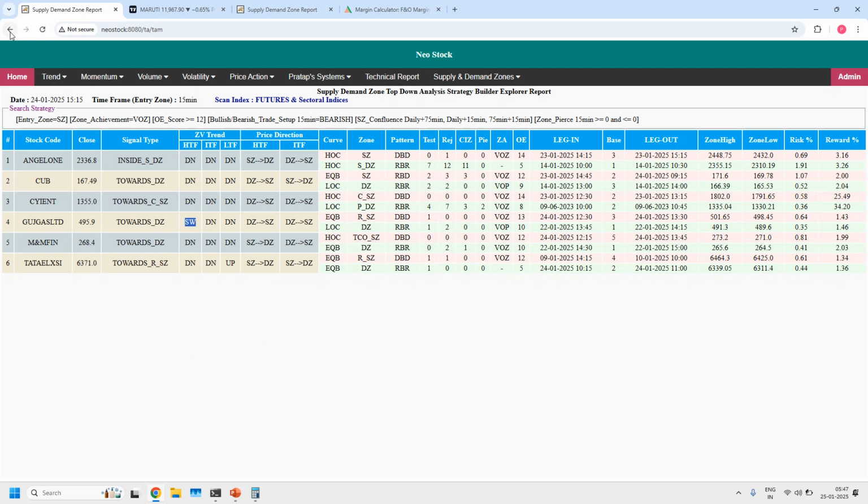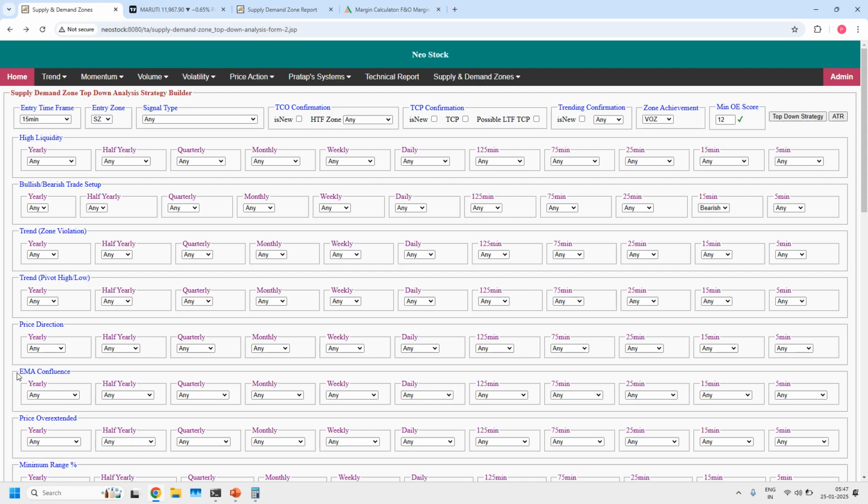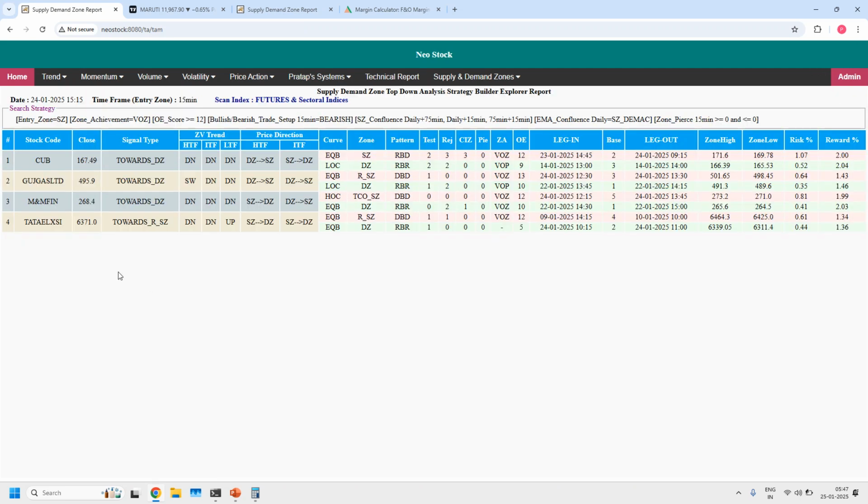Let us verify. In the EMA confluence at daily. Why daily? Because the entry time frame 15-minute zone is part of the 75-minute ITF zone, and both together are again part of the daily zone. That's why we are looking for the daily zone. This is a supply zone, a daily supply zone having daily EMA confluence. See, 4 stocks are filtered.